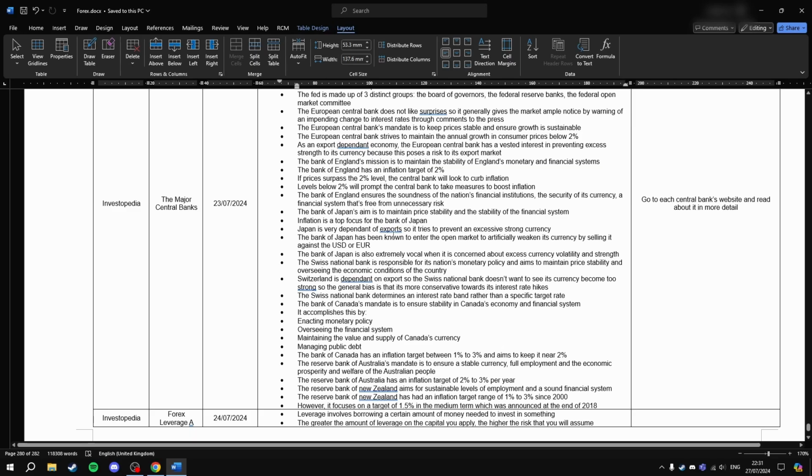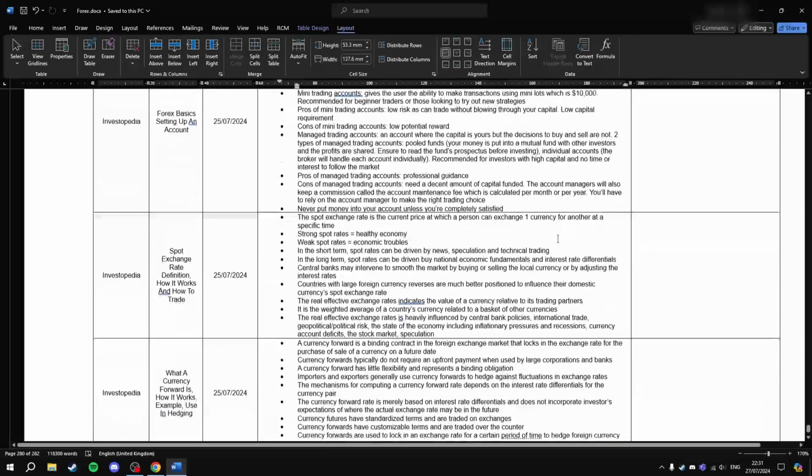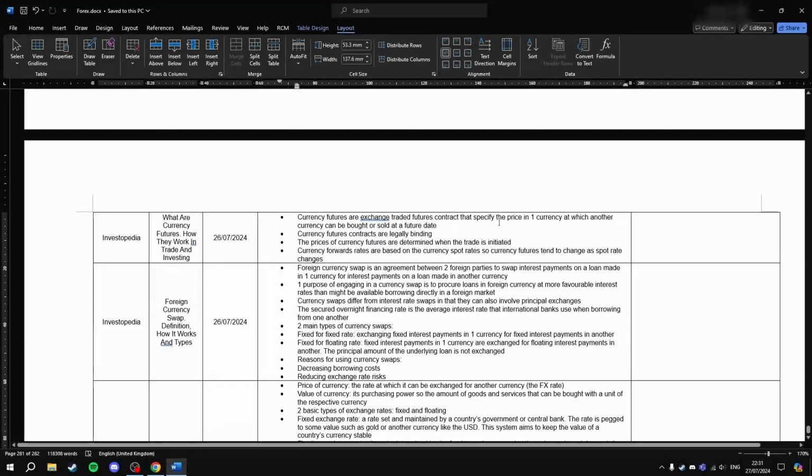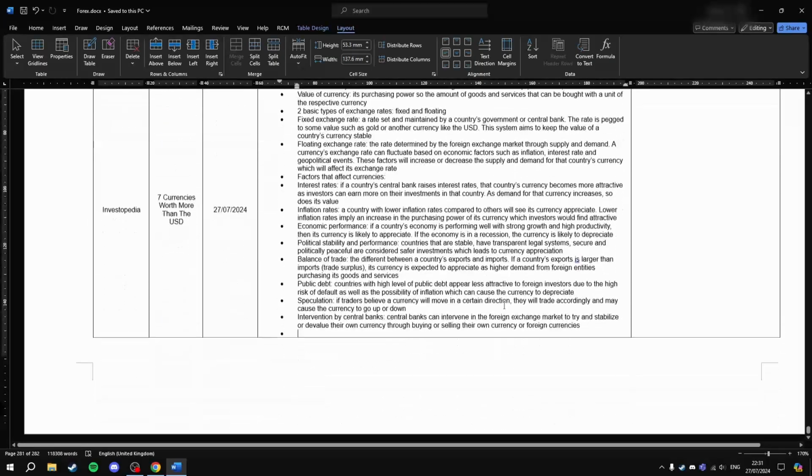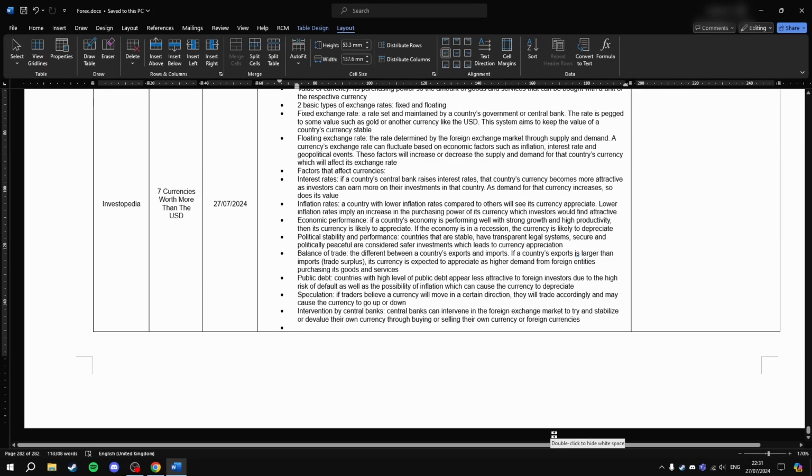The Bank of Japan has been known to enter the open market to artificially weaken its currency by selling it against the Euro and USD. Adding more JPY into the market increases its supply, but if the demand stays the same, then the value of its currency is going to drop.